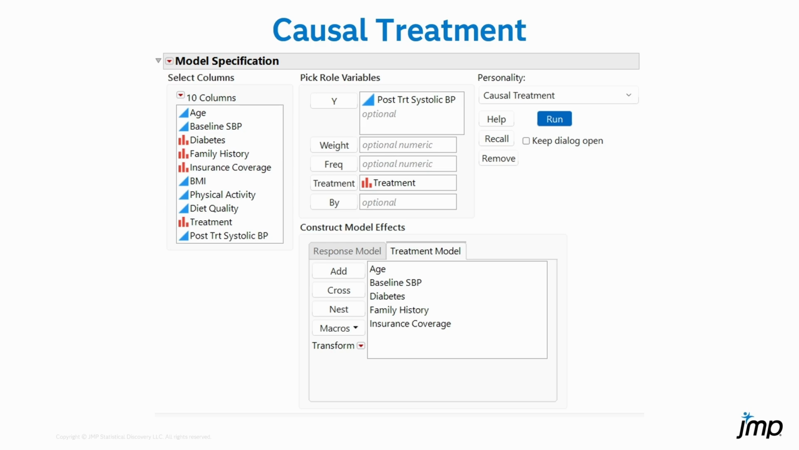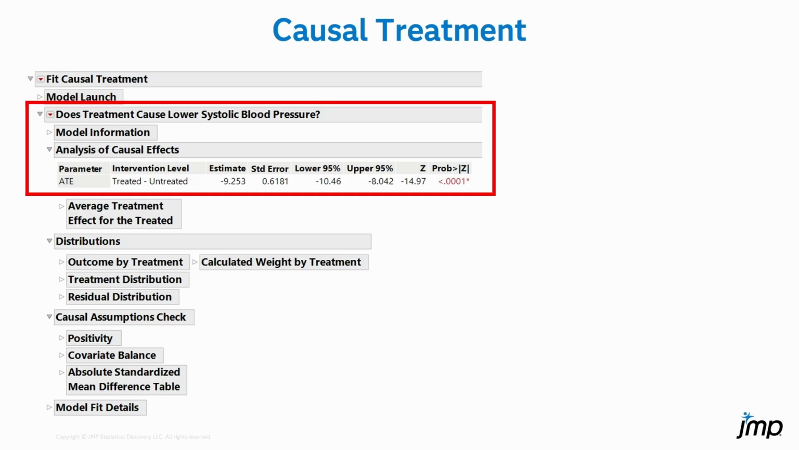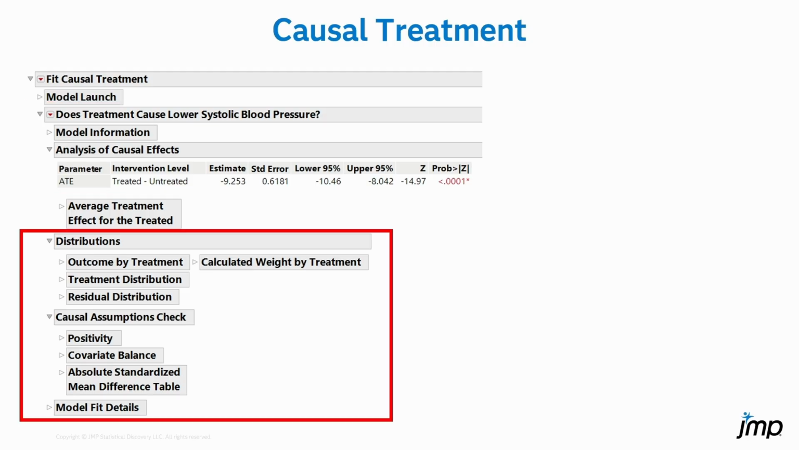In this case, we try to identify if an intervention lowered people's systolic blood pressure. There's a lot of statistical machinery in the background, but your causally adjusted inference is front and center when you launch the platform. In this case, it's shown that the treatment appears to lower patients' systolic blood pressure, even after adjusting for possibly confounding other variables like family history and whether the patient has insurance coverage. There are many tools in the platform to check the validity of the necessary assumptions needed to make these strong causal claims.